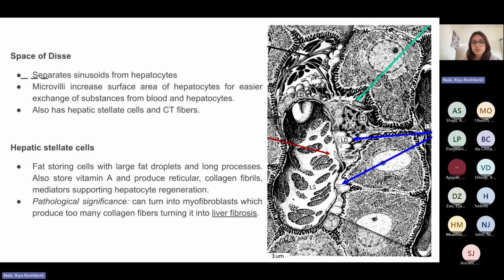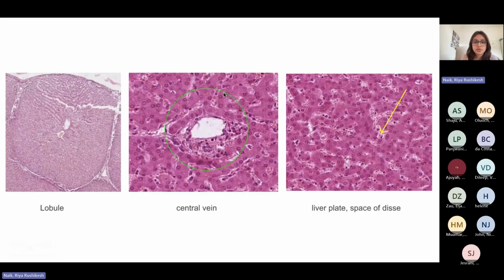Sometimes it can produce a lot of collagen fibers, which will convert these hepatic stellate cells into myofibroblasts, which will then turn into liver fibrosis, which is a serious condition. So this is just an overview, but I think it would be better if I explain it to you on a proper slide.